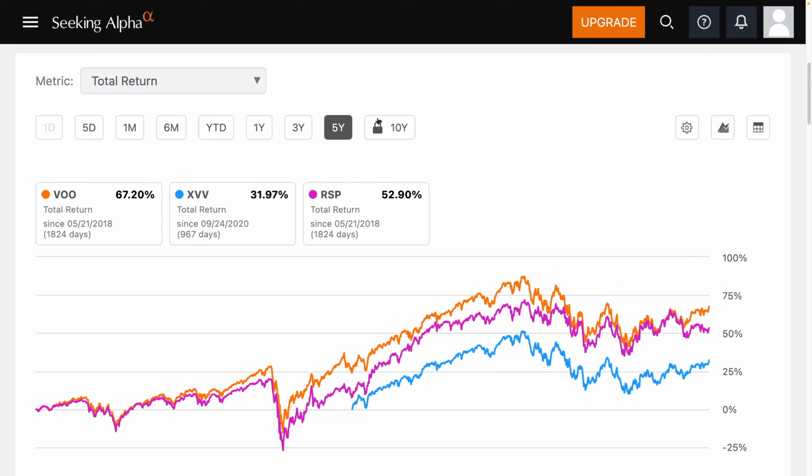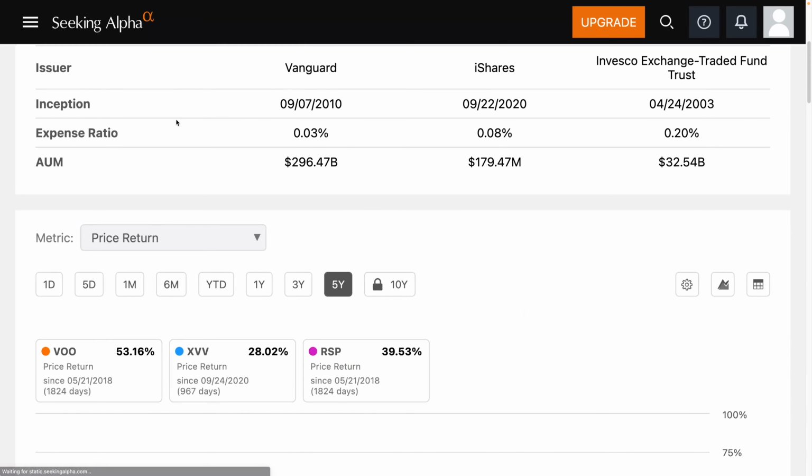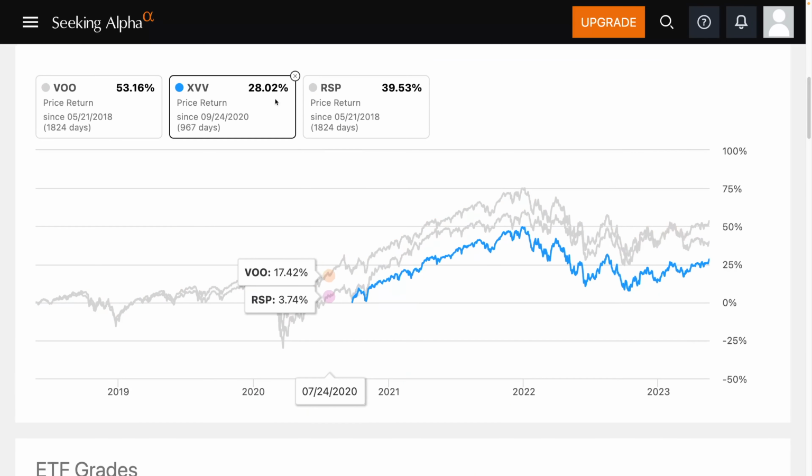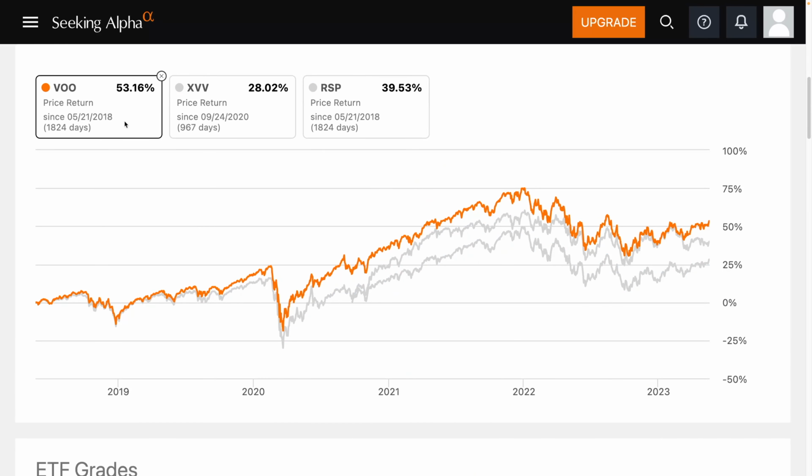If we look at the 5-year return, let's just do the price return. Here's the 5-year price return. We see that for the 5-year price return, Vanguard has done the best. Vanguard is in orange here. You can see that's at the top most of the way.